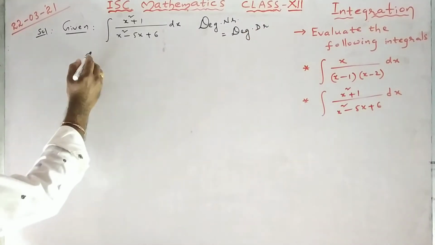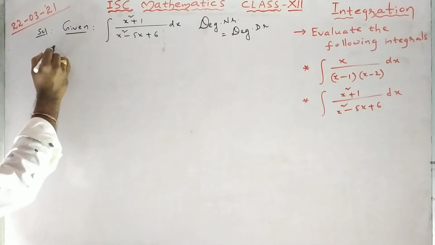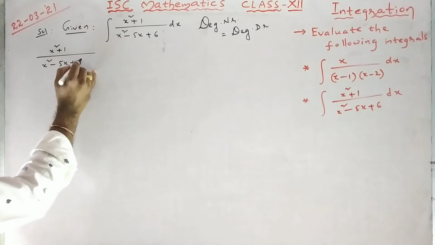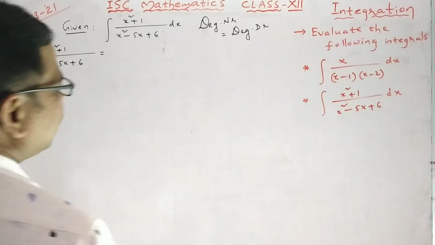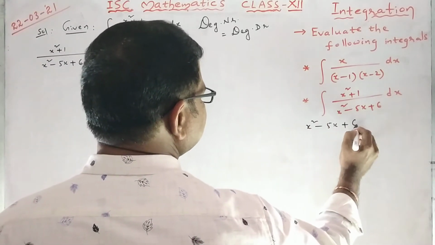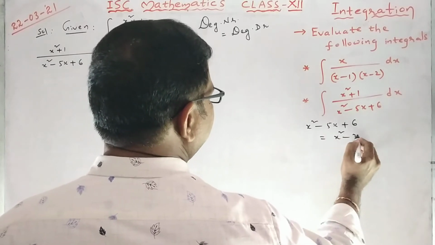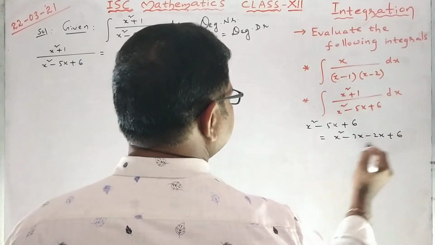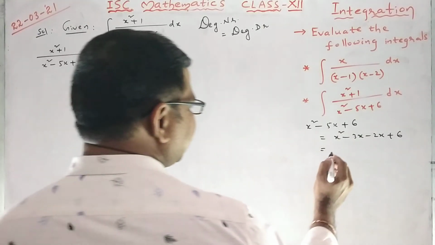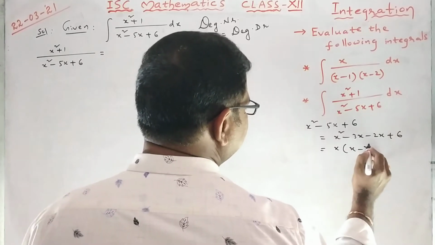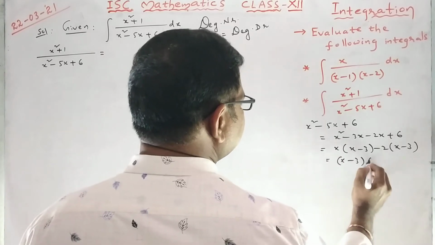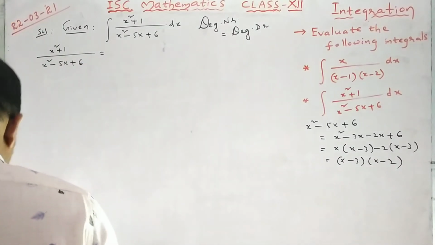In this case we have to take, so (x square plus 1) by (x square minus 5x plus 6) equal to, by the way, what are the factors of x square minus 5x plus 6? We can write x square minus 3x minus 2x plus 6. We are given a quadratic expression in the denominator, we have to split it. So x of (x minus 3) minus 2 of (x minus 3). So (x minus 3) times (x minus 2). So we can write that.